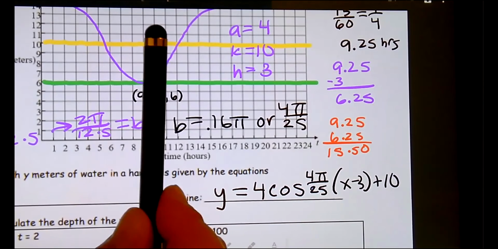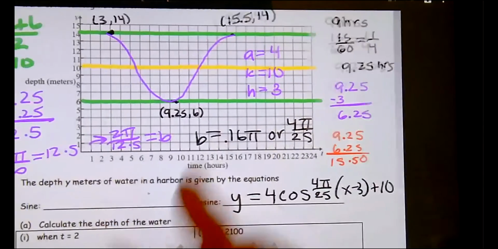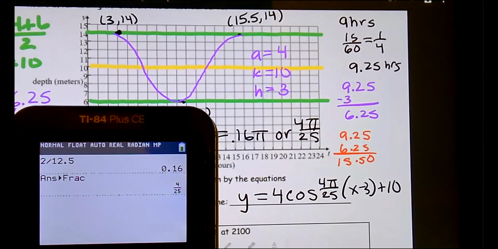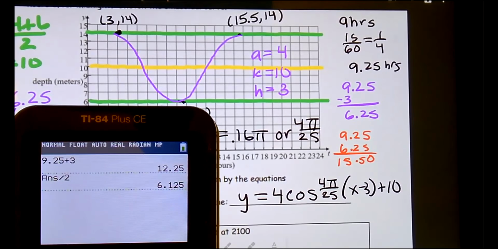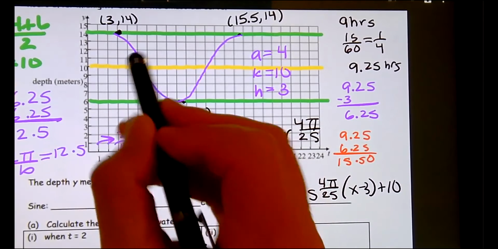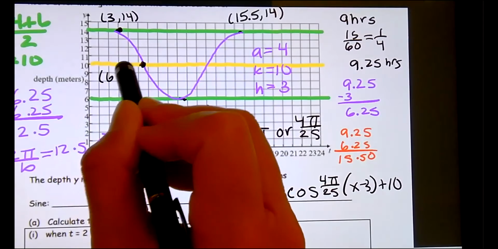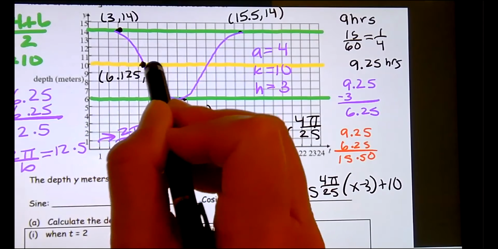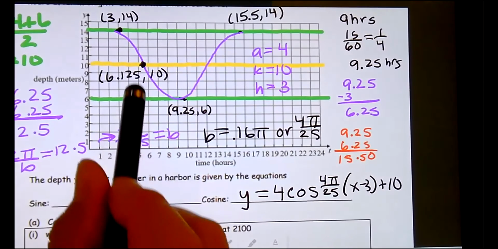If you wanted to write it as a sine, you would need to figure out this value. You want to average 9.25 and 3, because halfway in between those is where my 0 would be. So 9.25 plus 3, I divide that by 2, and I get 6.125. So this point right here would be at 6.125 comma 10.